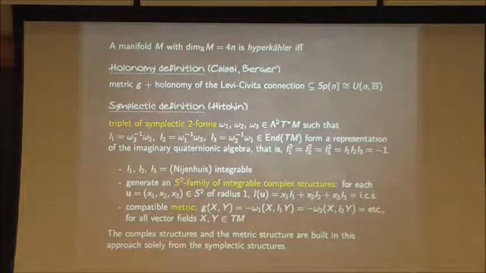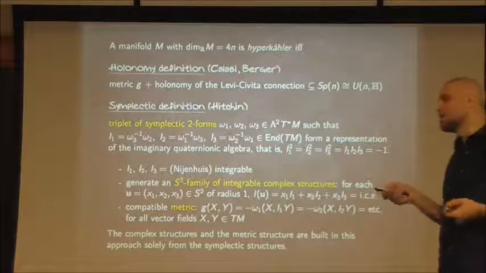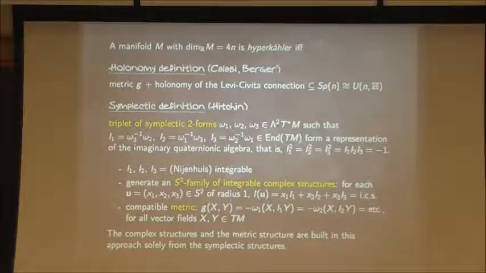In this talk, I'm going to resort to another definition. There are many definitions you can give of a Hyperkähler manifold. I'm going to resort to a definition given by Hitchin. A Hyperkähler manifold is a manifold endowed with a triplet of symplectic 2-forms ω1, ω2, ω3, such that if you construct from them the endomorphisms I1, I2, I3 of the tangent bundle, they form a representation of the imaginary quaternion algebra. That means they satisfy these algebraic properties.